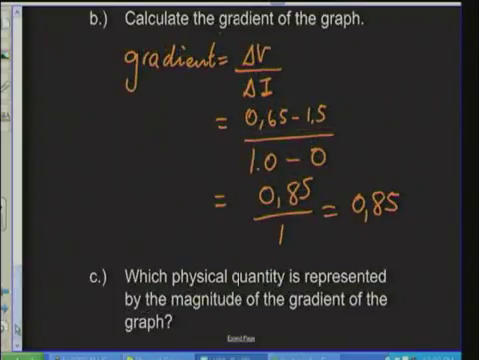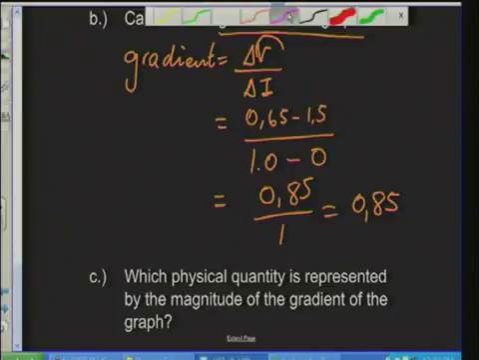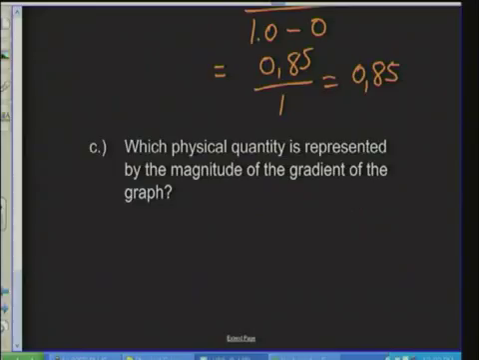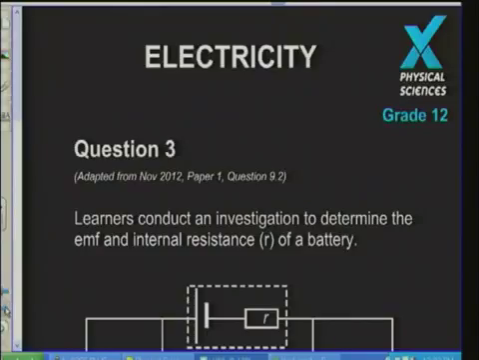What does that mean? If you've calculated the gradient to be 0.85, I want to bring your attention to this: when you've got V divided by I, what is that? That brings us to the last question here. Which physical quantity is represented by the magnitude of the gradient of the graph? V over I is what? That is resistance. So the quantity that we were looking at here is resistance.